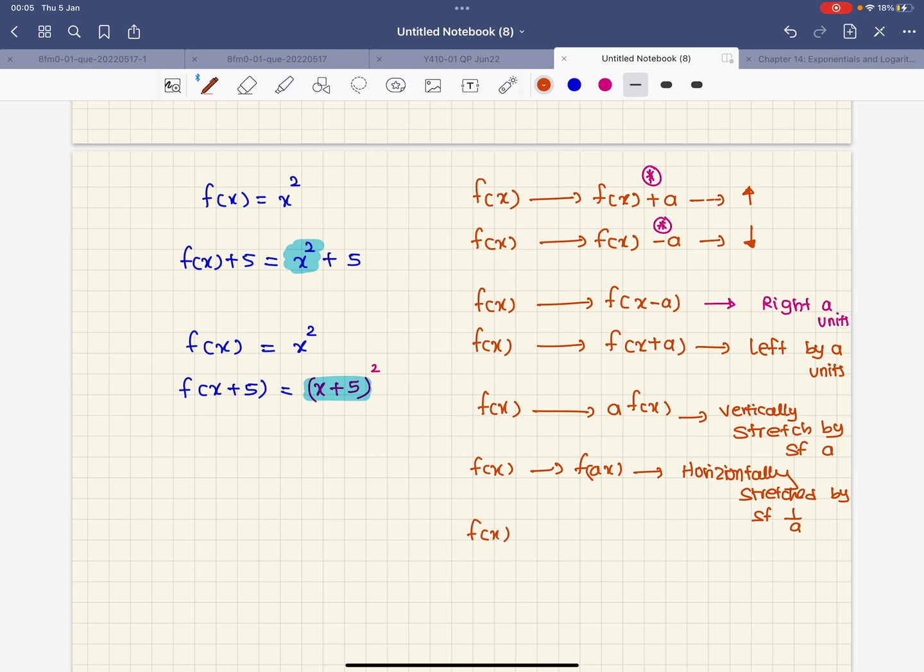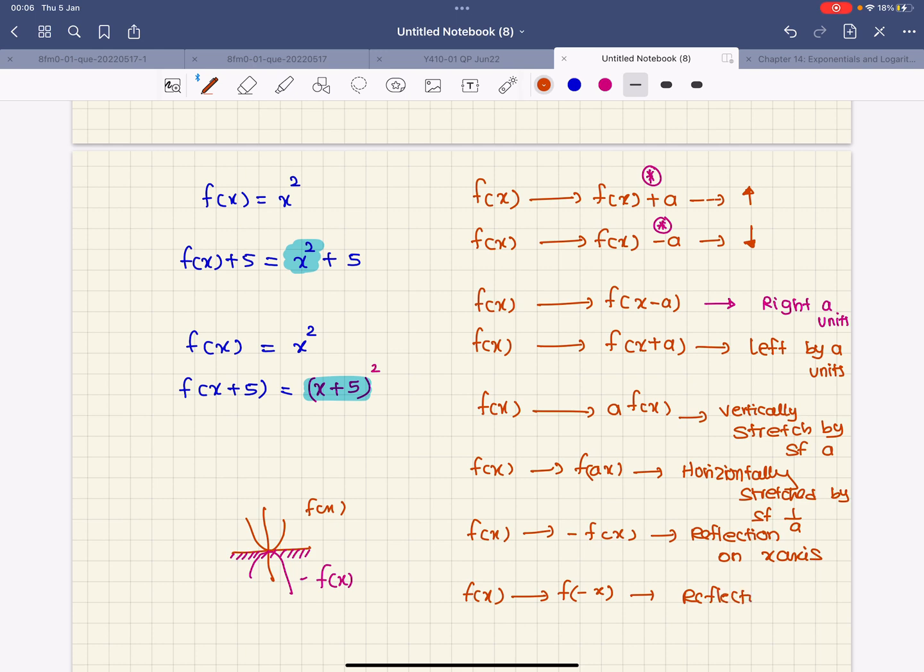If I say that the graph is becoming minus f(x), here it's a reflection on the x-axis. That means if you have a graph like that, and then if that graph is just reflecting, it will become like that. So reflection on the x-axis, the x-axis acts as a mirror. If the function is becoming f(minus x), then it's a reflection on the y-axis.